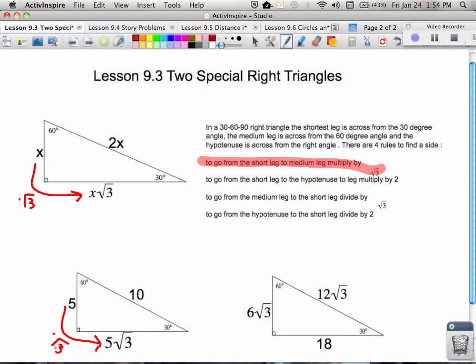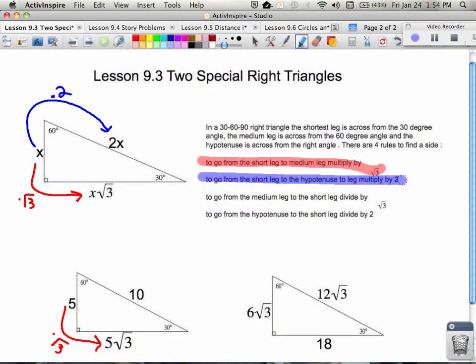Likewise, if I'm going to go from the short leg to the hypotenuse, meaning I'm going from the x to the 2x, I'm doubling something. And that's also written off to the side here in the blue highlight. So to go from the short leg to the hypotenuse, multiply by 2.